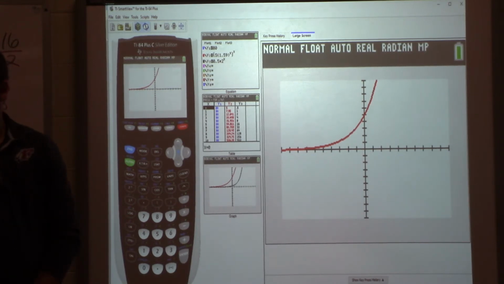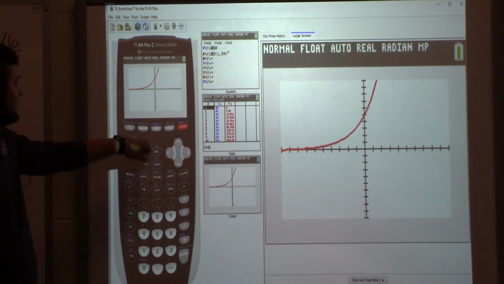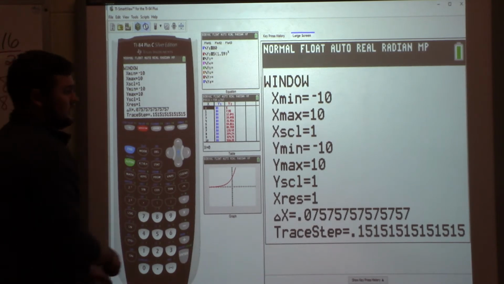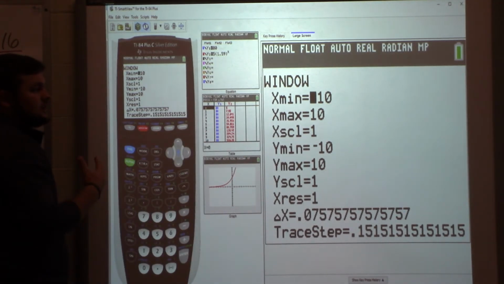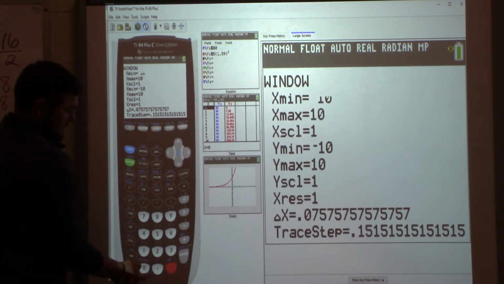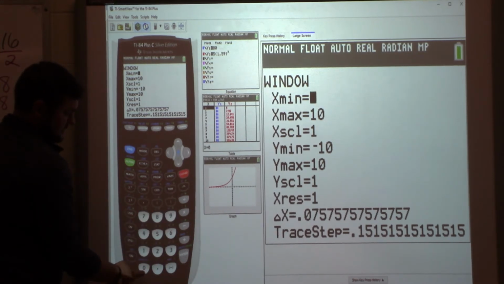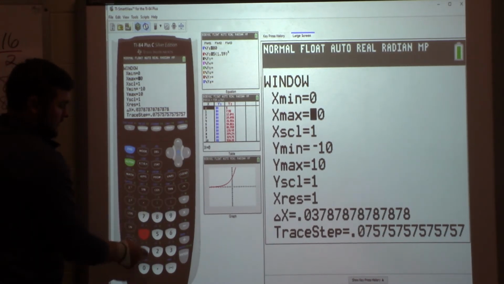Do you see an intersection point? Is there any part where two graphs will intersect on there? Because my window's not big enough. How many gigawatt hours did I want? 80. If you hit window, your window controls how big your graph is on your calculator. If I go from negative 10 to 10, will I ever see 80? No. So my x's are years, and I'm not going to go all the way to 80. Let's go 0 to 40 years.